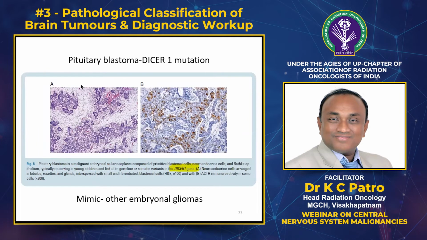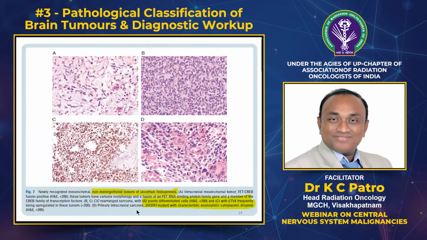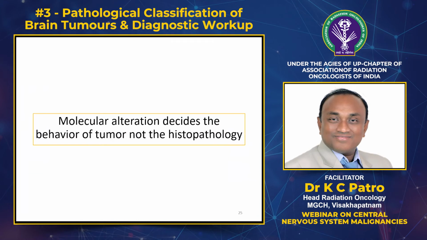Another new entity in the 2021 classification is called pituitary blastoma. It mimics an embryonal glioma, but because of a DICER1 gene mutation, the diagnosis goes toward pituitary blastoma. And there are four other histologies, non-meningothelial mesenchymal tumors with different mutations. So whatever the case, you have to do the molecular profiling if it is available. At last, what I am telling is that molecular alteration decides the behavior of the tumor, not the histopathology.